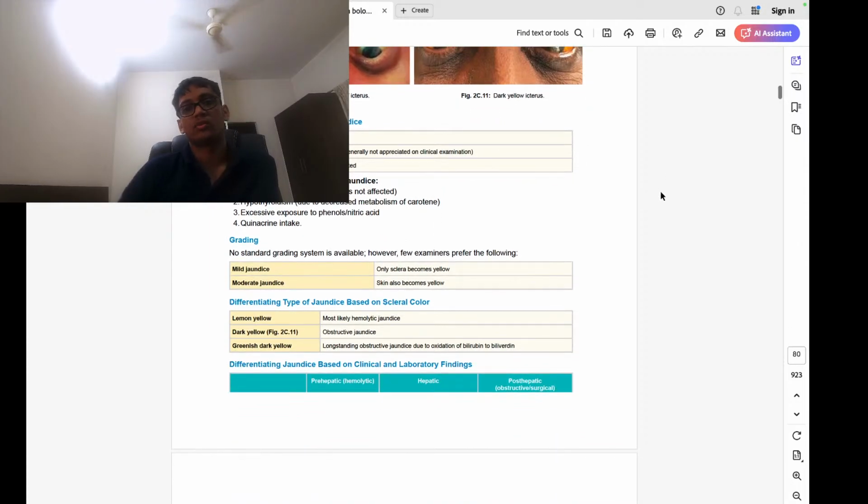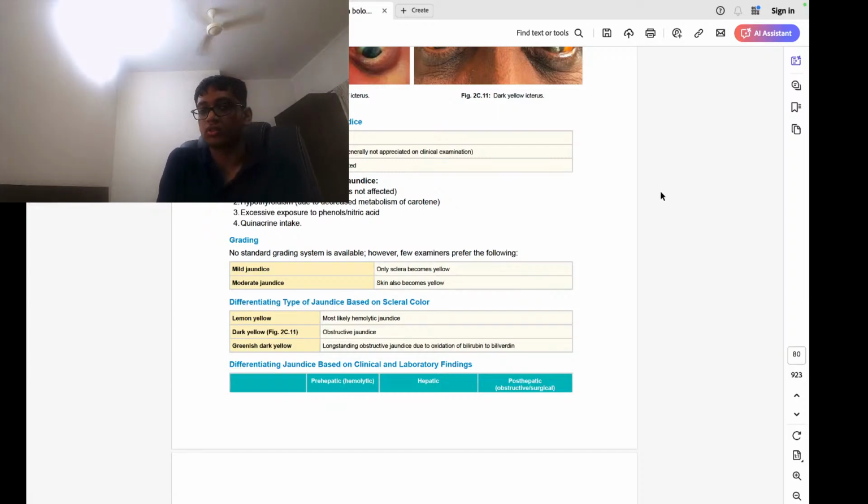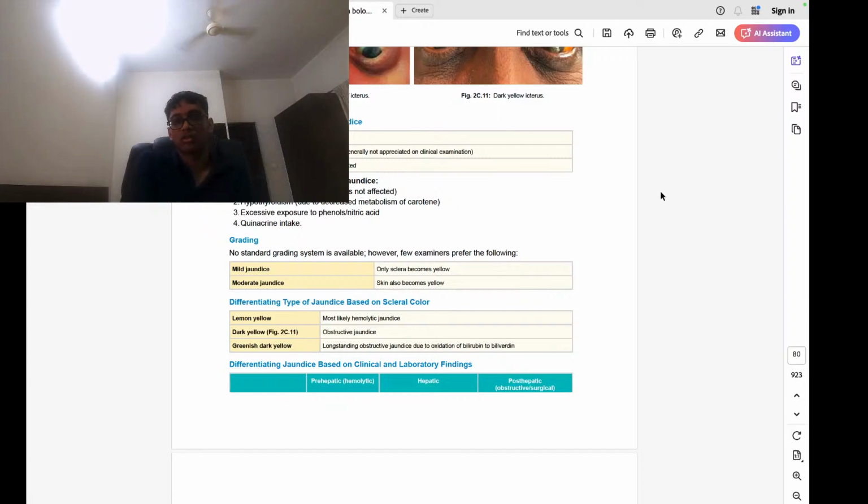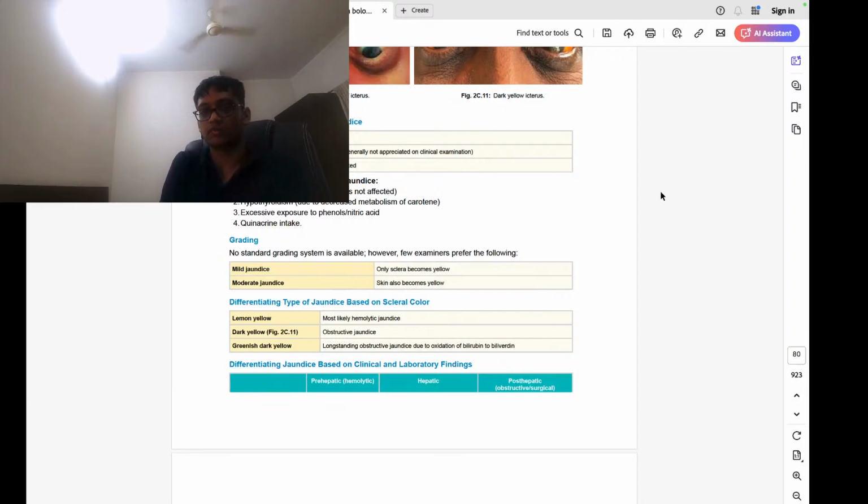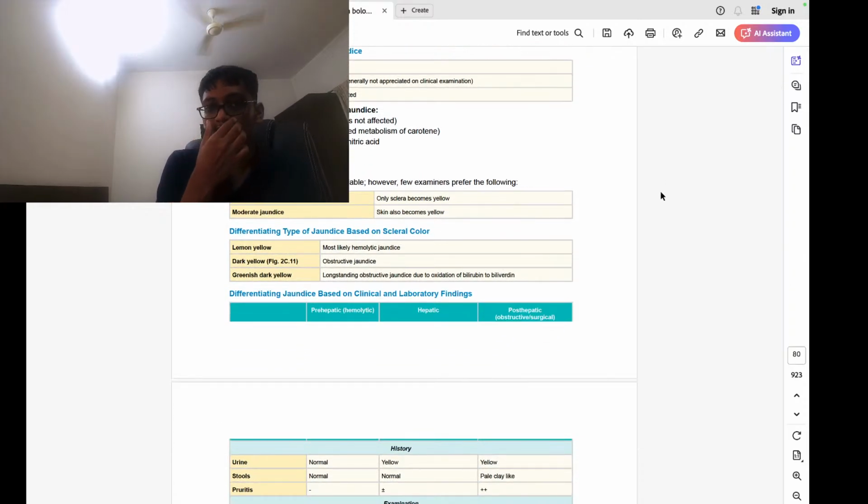Serum bilirubin of 0.3 to 1.2 mg per deciliter is normal. 1.2 to 2.5 is latent jaundice, generally not appreciated on clinical examination, and if it is more than 2.5 mg per deciliter, it is clinically appreciated. Yellow discoloration without jaundice is seen in hypercarotenemia. The sclera is not affected. It is due to decreased metabolism of carotene and excessive exposure to phenols, nitric acid, and quinacrine intake. Grading is mild jaundice and moderate jaundice.